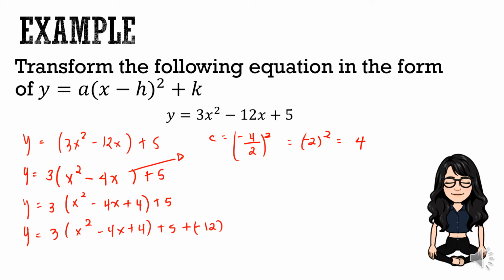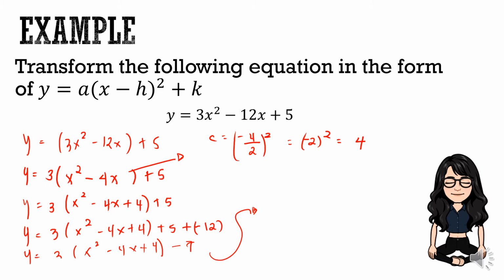Adding two unlike numbers, so we will be subtracting them. So we have y equals 3 times x squared minus 4x plus 4. So 12 minus 5 is 7. And since 12 is greater than 5 and the sign of 12 is negative, so we have negative 7.